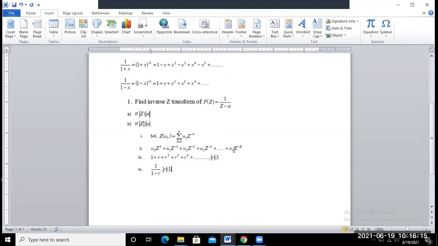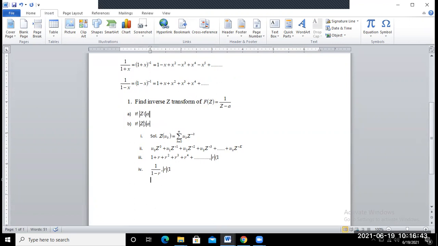So now just try to solve this problem based on this standard expansion. First part, when the magnitude of z is less than a, the summation of this one is represented as 1 by 1 minus r when r is less than 1. So now, for part a, that means f(z) can be represented in this form.